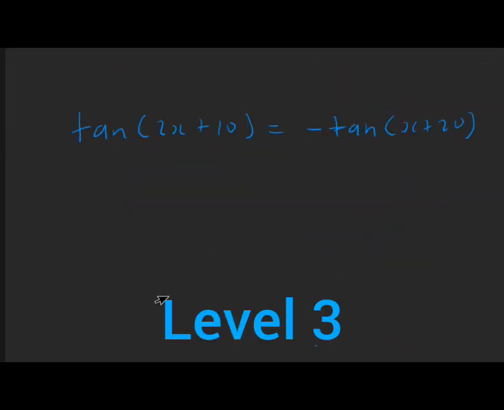Alright, here is the third level. So notice that we've got tan and tan. But the problem that we have is that one is positive and the other one is negative. So how do we solve this? And we cannot divide both sides by negative, because the negative will end up shifting and coming to this side.